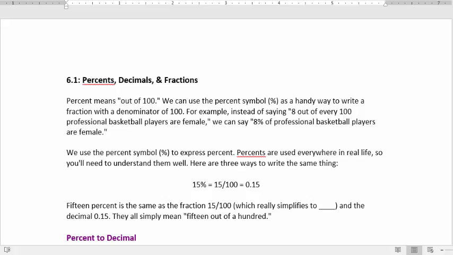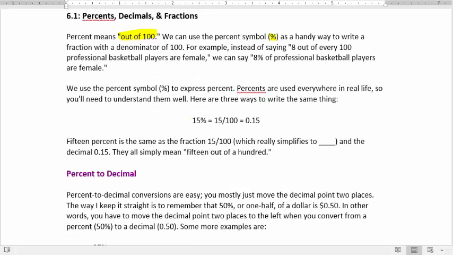So what does percent mean? It means out of 100. So essentially, if you want to say that some value is out of 100, you just use this percent symbol. So if you see 58%, that means 58 out of 100. If you see 8%, that means 8 out of every 100, right? So 8 out of every 100 basketball players are female would correspond to 8% of professional basketball players are female. So percents are used everywhere in real life, so you'll need to understand them well.